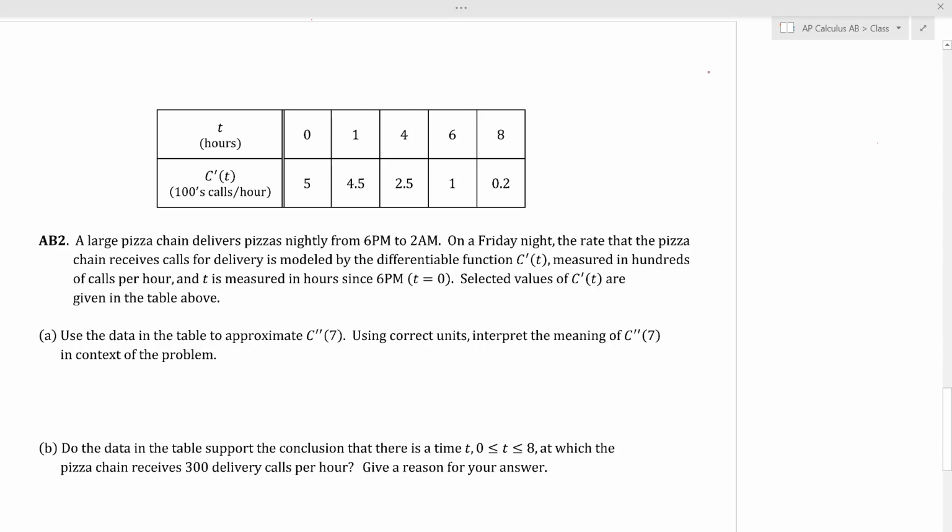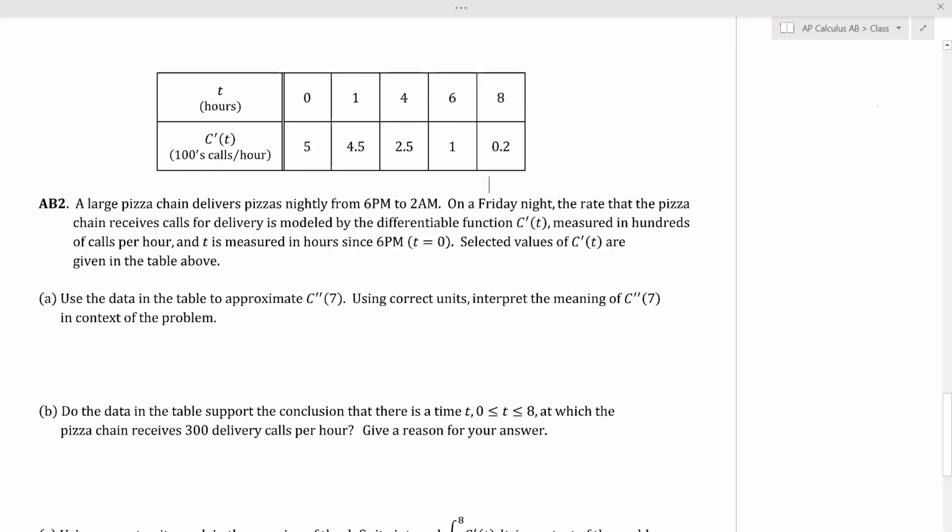Goodness gracious. Mr. Flick is calling me for some reason. Oh, he doesn't have a second period. That's why. Oh, Bill. Okay.